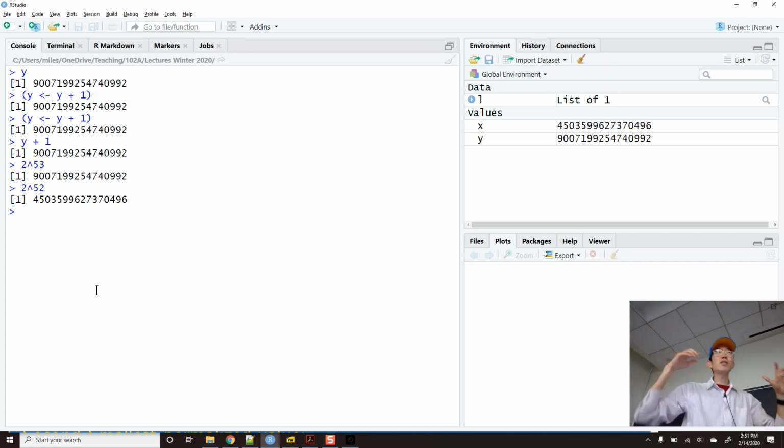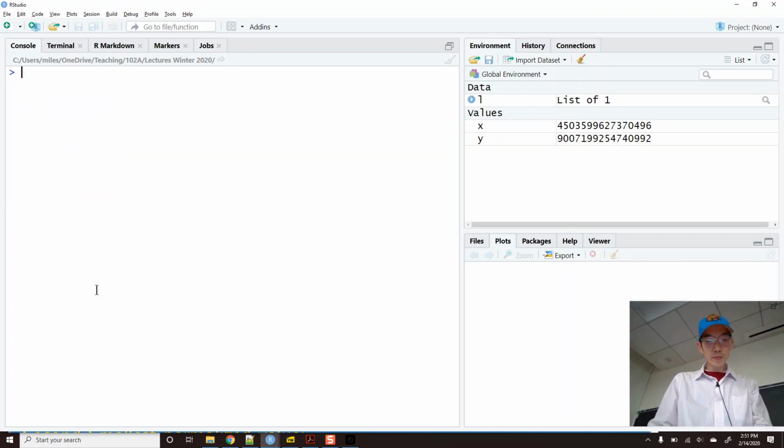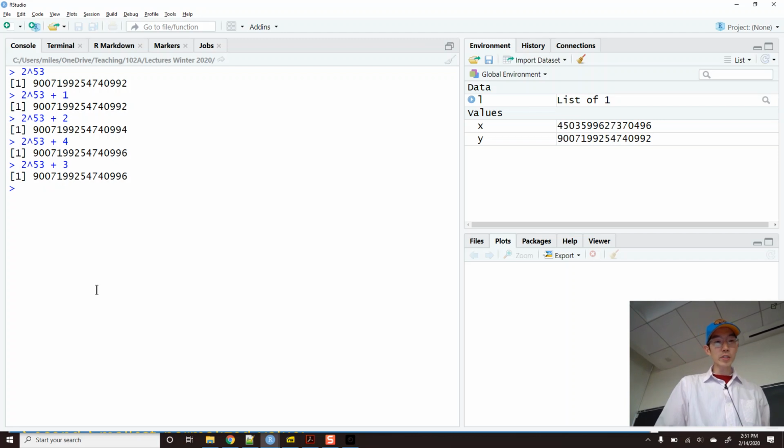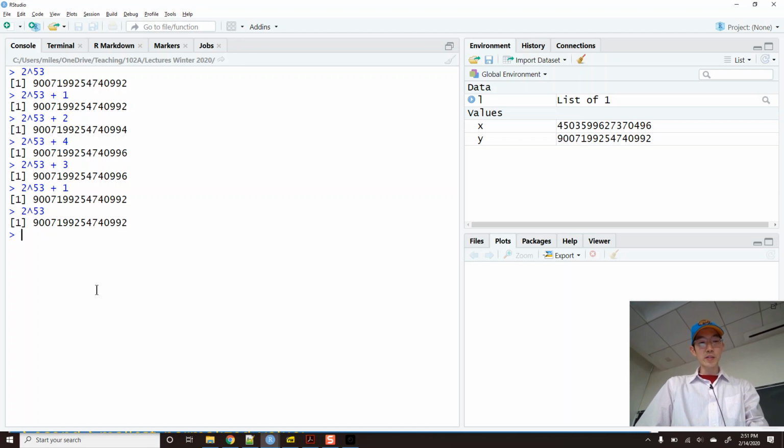This is something our brains aren't accustomed to, because we're accustomed to real numbers and having infinite precision everywhere. But here I'm stuck at a position where, if I try to add 1 to 2 to the 53, it won't let me. I can add 2 because my increment size is 2, and I can add 4, but if I try to add 3, it can't distinguish between 2 to the 53 plus 4 and 2 to the 53 plus 3. So adding 1 doesn't work.